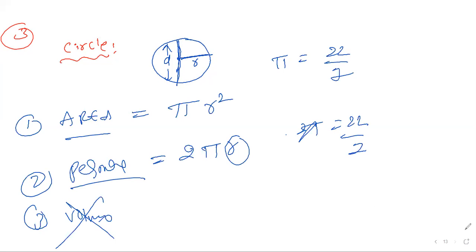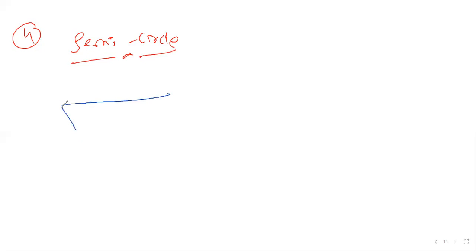Then next, the fourth one is semicircle. Semicircle means, I told you, it is 50% of your circle. I told you this is a very dangerous concept. Semicircle like this. In a semicircle, from here to here it is the radius. Clear? Here to here is one radius. This complete setup is the diameter.